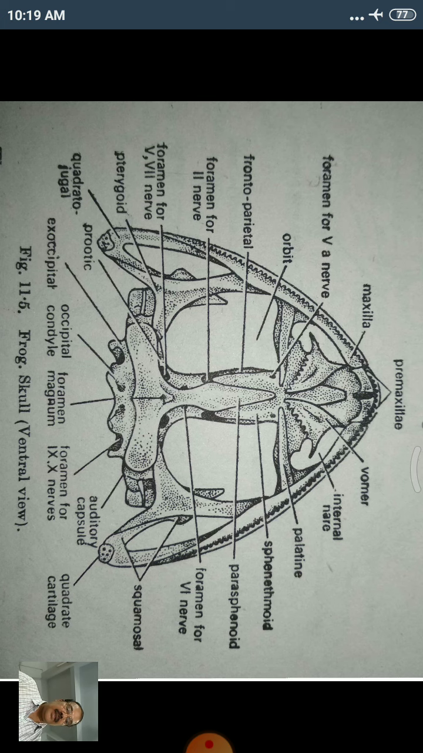Behind each maxilla is a squamosal. So the upper jaw has two halves, each half has an anterior premaxilla followed by a long maxilla. Both bear teeth. The posterior part of the upper jaw has a small quadratojugal. Ventral to the orbit is a palatine, and posteriorly on the ventral side is a three-rayed pterygoid. Behind each maxilla is a squamosal. This is something about the upper jaw.